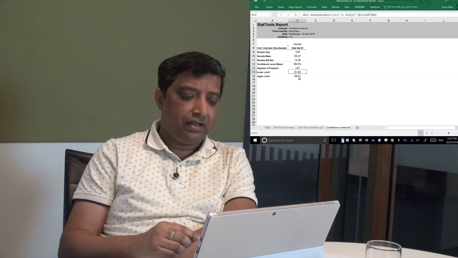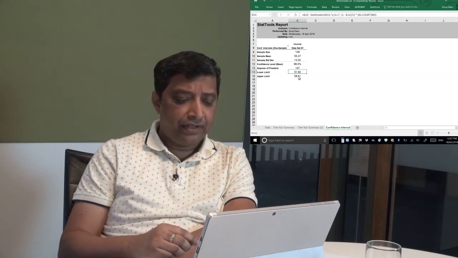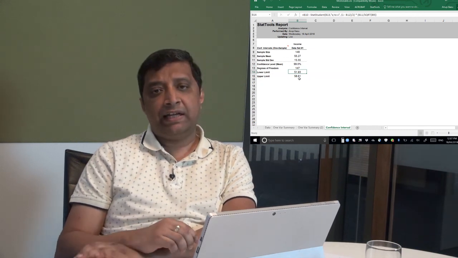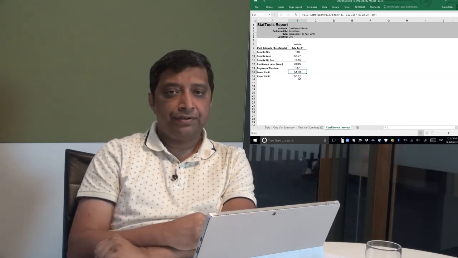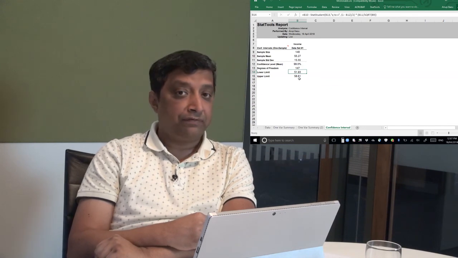So this is the way we make predictions with StatTools. We don't have to do any hand calculations or use any formulas. We just have to know how to use the right functions to get the answer we are looking for.